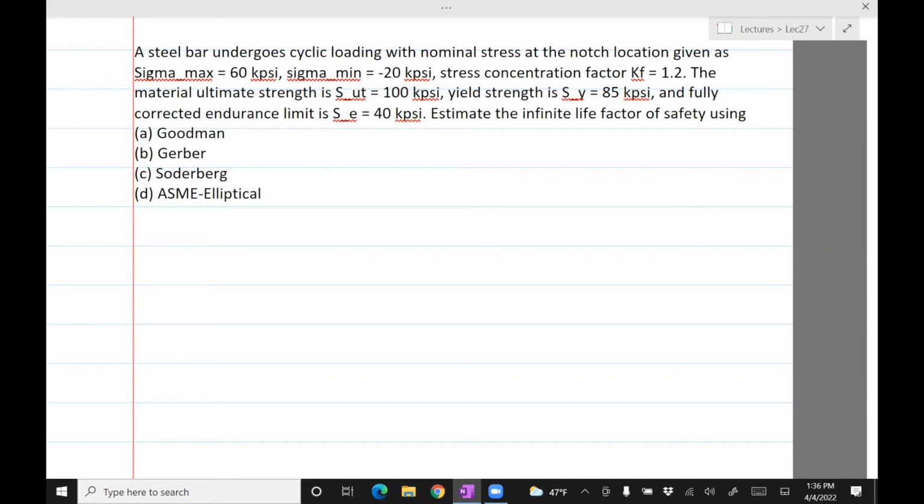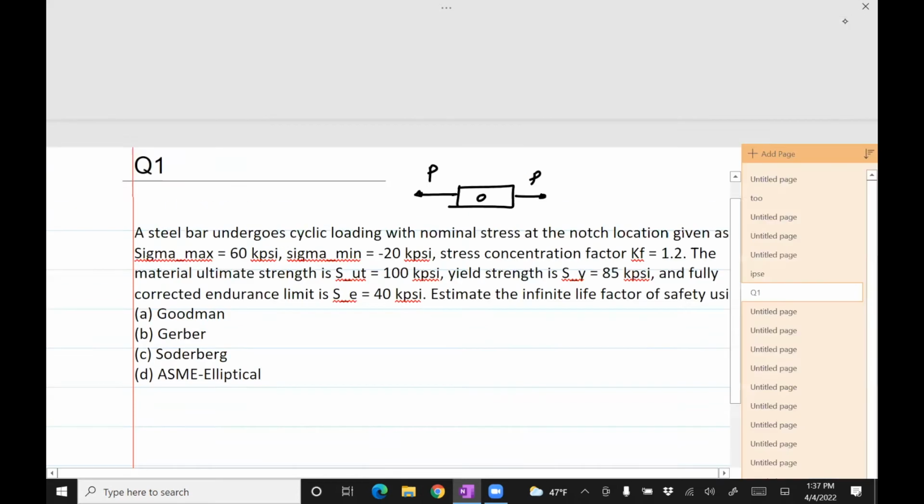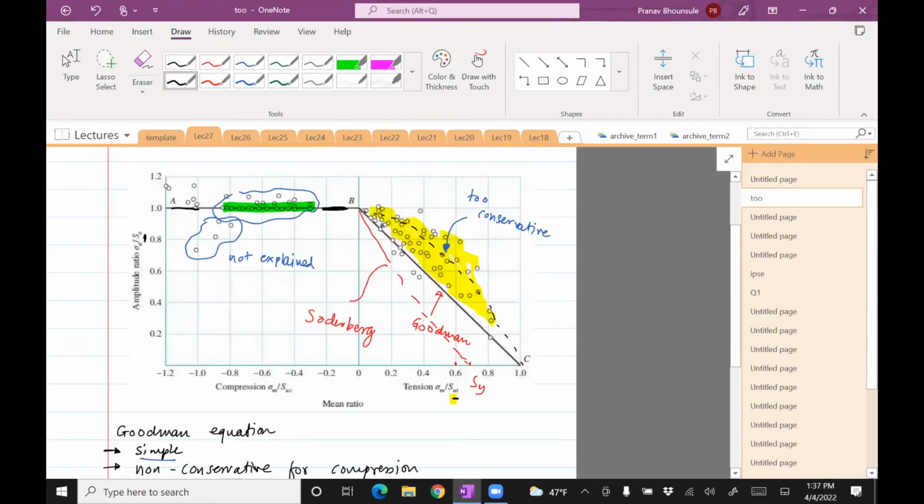So first of all, just like before, this is not going to affect the NY. It's only about NF, just new ways of estimating NF, which is the infinite life. So we're just trying to find better ways to use the fatigue line, either this one or that one, or I think the third one I missed from this figure was the ASME-Elliptic, which goes this way.